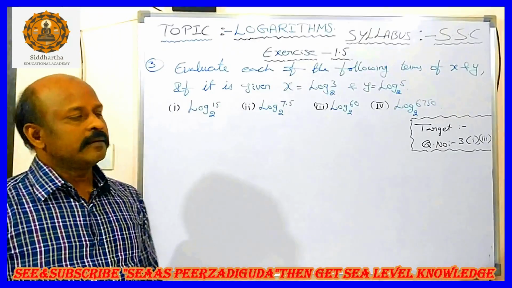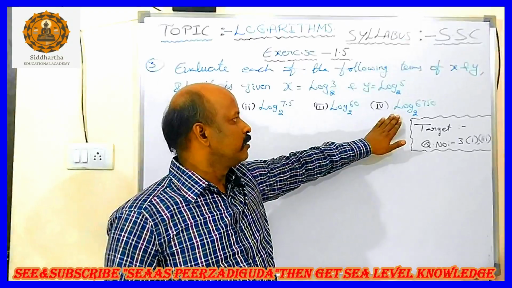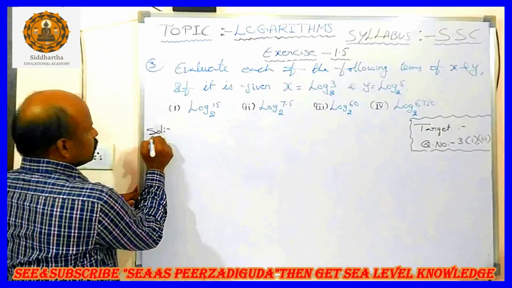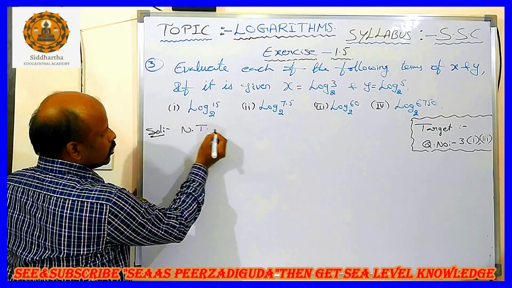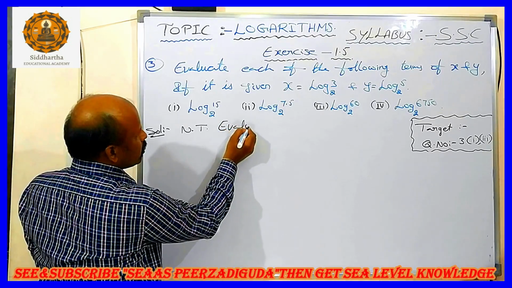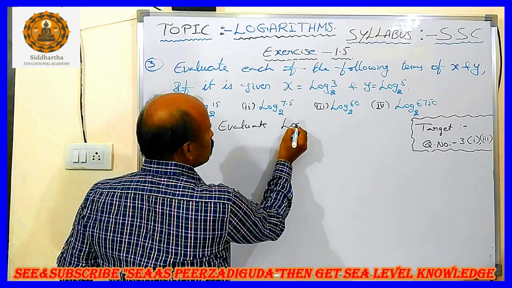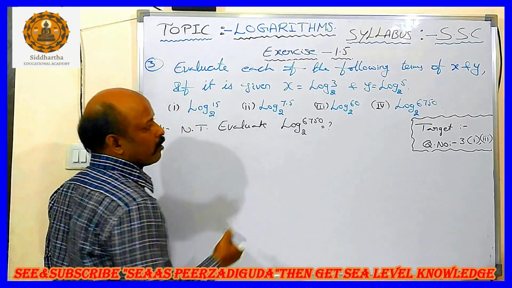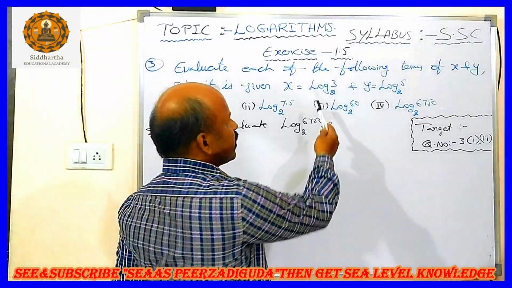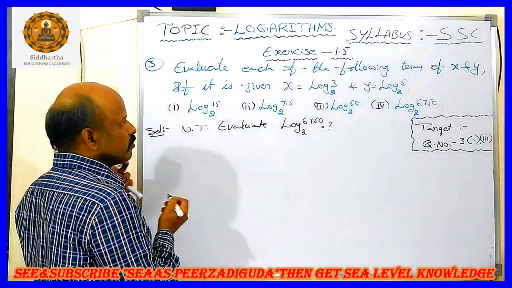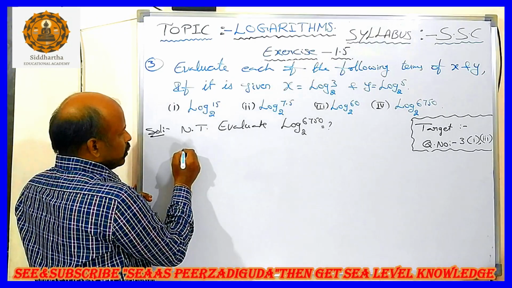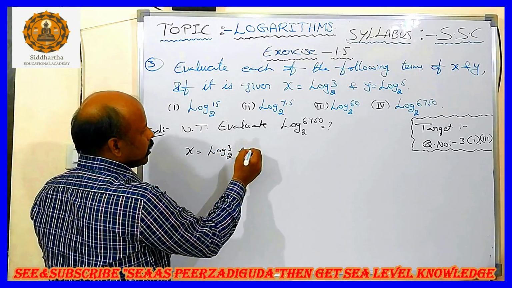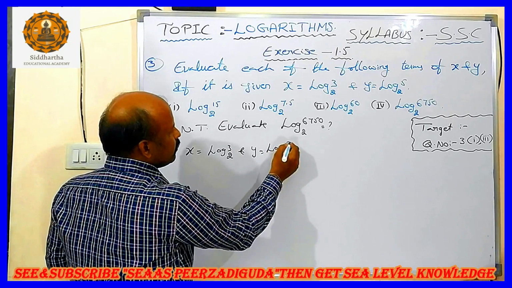Now I am going to explain the fourth one, the third bit. Once you observe over here, the solution starts here. Now to evaluate log 6750 base 2, this value we have to write in terms of x and y. So we can take x and y values here: x is equal to log 3 base 2 and y is equal to log 5 base 2.